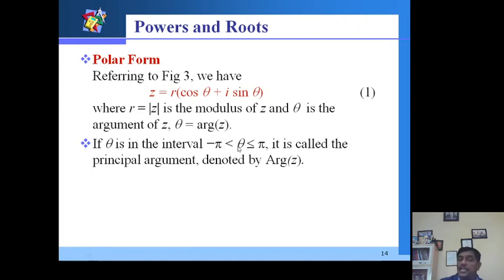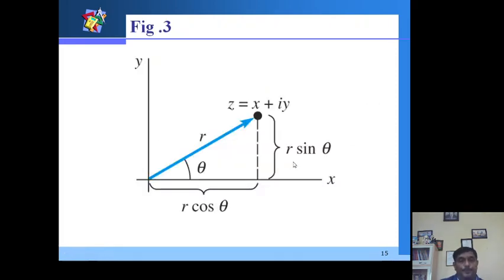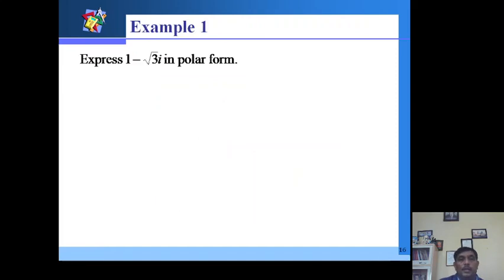Usually theta in the interval minus pi less than theta less than or equal to pi is called the principal argument, denoted by arg z.